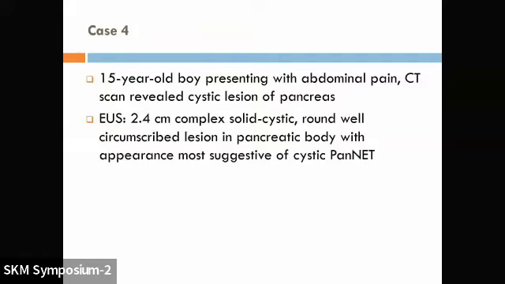So our next case is a 15-year-old boy presenting with abdominal pain. CT scan revealed a cystic lesion of the pancreas. On EUS, a 2.4 centimeter mass was identified, which had a solid and a cystic component, and its appearance on EUS was most suggestive of a cystic pancreatic neuroendocrine tumor.